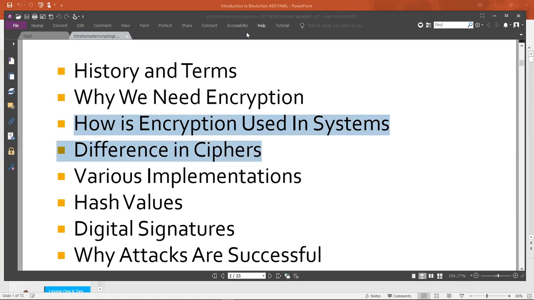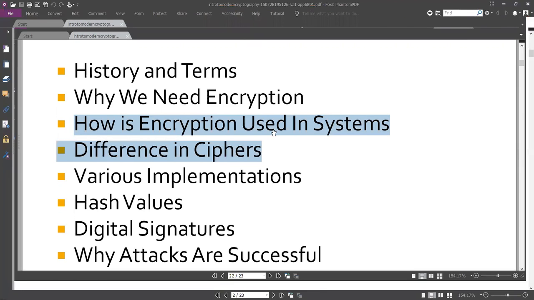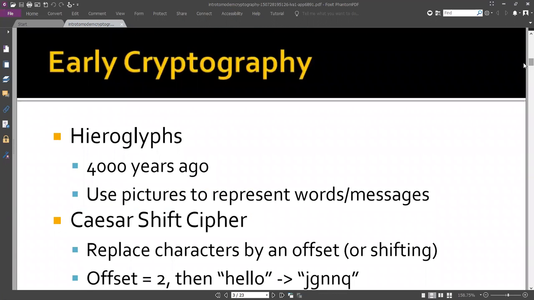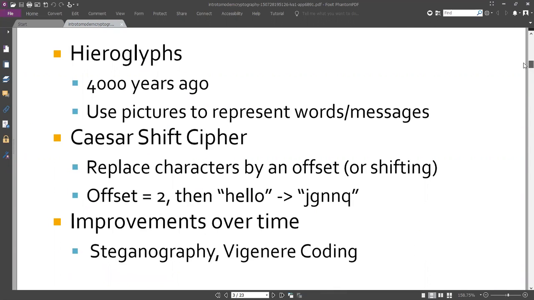Yeah, so that's how basically a system works. So we can continue on and see. We saw the early forms of cryptography. That was the Caesar shift cipher, and we had also talked about the hieroglyphs. These ones are 400 years old. This one used pictures to represent words and messages. And then we had the Caesar shift cipher, which replaces characters by an offset of 2. If it's the word hello, then there is an offset of 2.